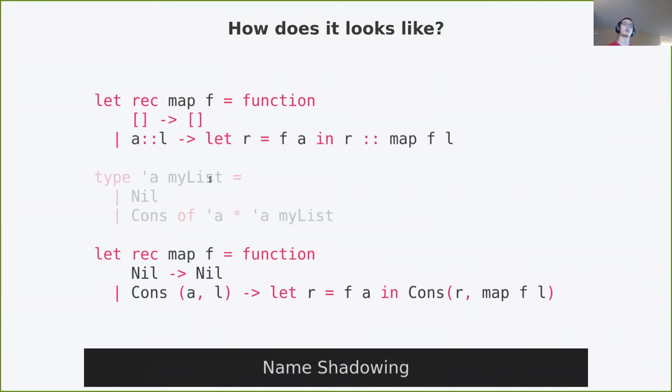But now we have a problem. We have two different map functions in the same scope. In C++, we would expect this to be an overload set. We just have two map functions, and which one will be called will depend on the type. But OCaml does not support any kind of function overloading. Instead, what will happen here is the second map function will hide the first map function. So this is name shadowing, and clearly undesirable in this case.